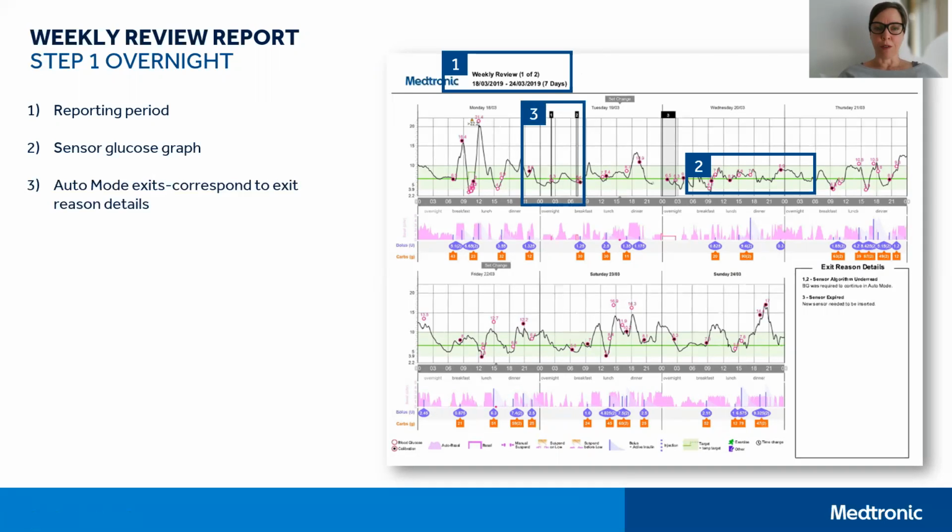Then we are offered information about the auto mode exits. You can see they're numbered 1 and 2, and these numbers will correspond with the exit reason details. So it will outline for you what those exits were and what each of those exits mean.